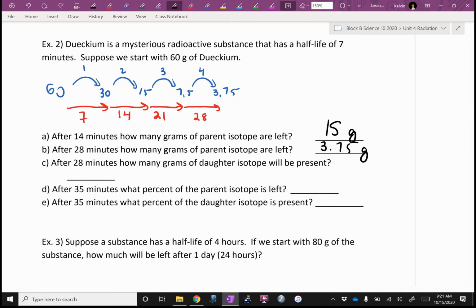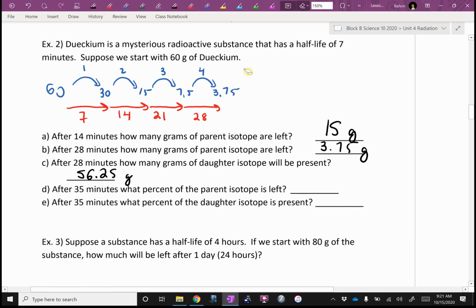So this is, again, why you have a calculator. Can someone on their calculator go 60 minus 3.75? 56.25? I didn't do that with the calculator. I did it in my brain. There you go. Isn't that crazy? Wait, divide or multiply? Subtract. 56.25 grams has turned into the daughter.